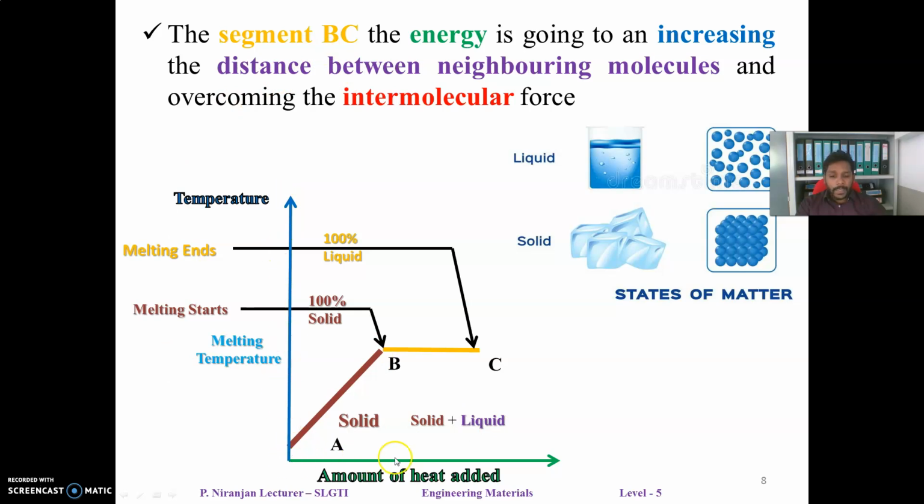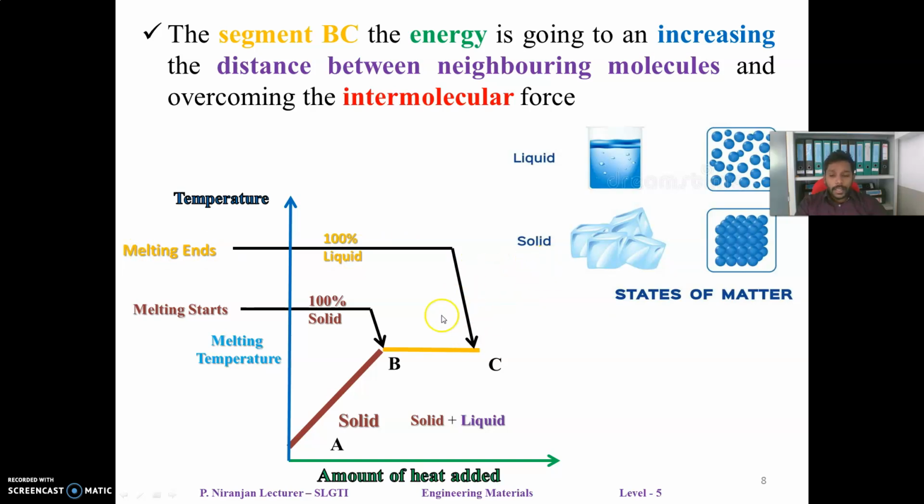Here this is my heating curve. The y-axis represents temperature and the x-axis represents the amount of heat added. I started here. When we are heating up a solid material, the temperature increases up to the melting temperature. Here melting will start. We can find 100% solid. When we heat the solid material further, the temperature does not change. It stays constant until the solid material changes its phase. Here we can find 100% liquid, which means at this point melting will end.